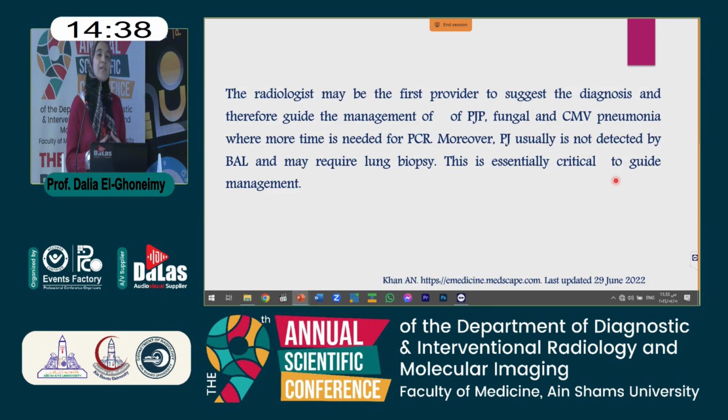What about if these patients have some sort of difficult pneumonitis that can only be diagnosed late by PCR techniques, like Pneumocystis jirovecii pneumonia, fungal and CMV pneumonia? The pediatric radiologist may be the first provider to suggest the underlying causative agent of the pneumonia.